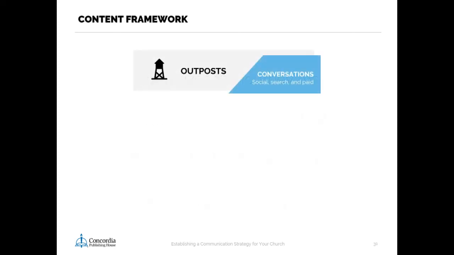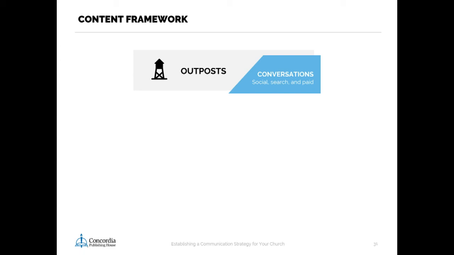First off, there are outposts. These are where you have your conversations. So social certainly is a conversation thing. Social, it's in the name. It's conversations, it's back and forth. While you can blanket message and go one way, the whole purpose of that is to have communication back and forth. But then also search and paid.